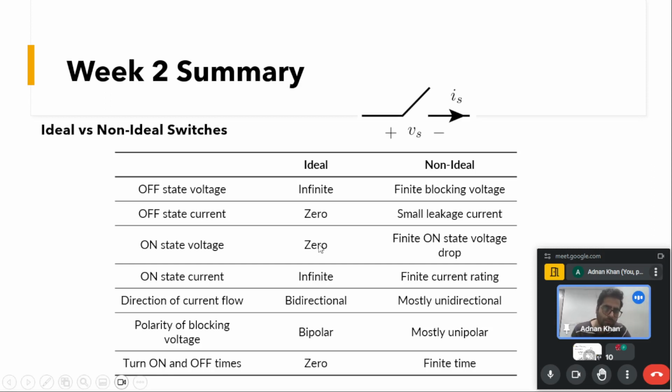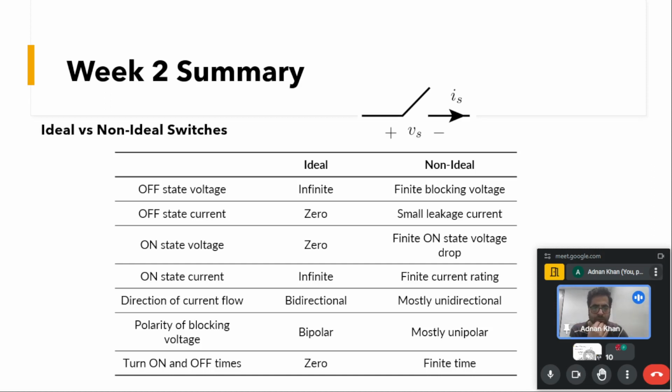Also, as we'll see in the diode characteristics, the ideal switch should not have any on-state voltage drop whenever it conducts. But we see there is some parasitic resistance associated with the devices. We have some on-state voltage drop associated with our switches. In the non-ideal case we have some finite on-state drop whenever the switch conducts, but in the ideal case there should be no voltage drop associated with the switch in the on state.